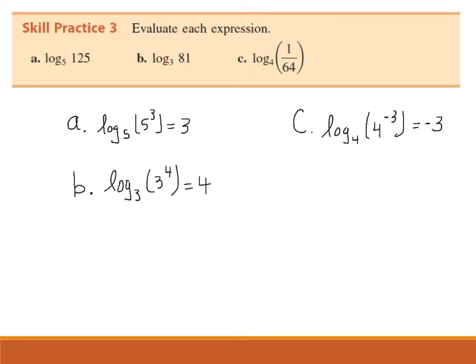So here are the results that you should have obtained. I rewrote A in the following way: log base 5 of the number 5 raised to the 3rd power, which is just equal to the power of the number, which is 3. For B, I have log base 3 of 3 raised to the 4th power, which is 81. And we can see that it's just the power, which is 4. The log base 4 of 4 raised to the minus 3 power, which is 1 over 64, is just equal to a negative 3.